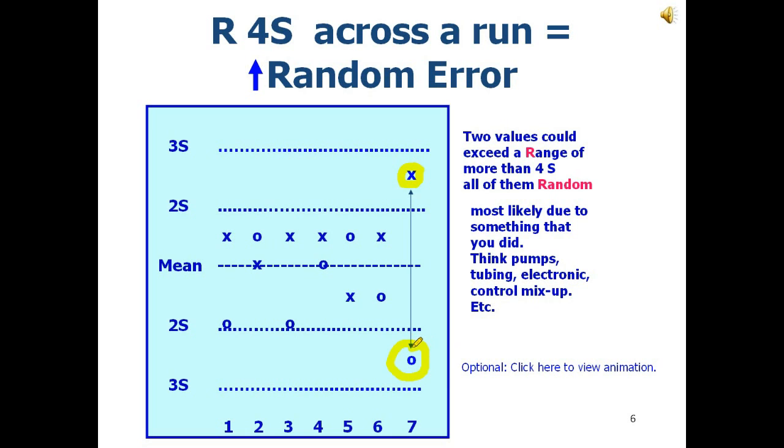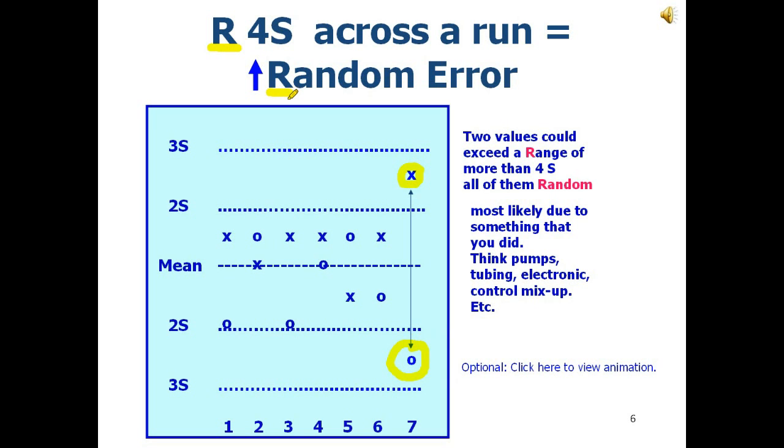Every instrument is packaged with a certain amount of random error in it. The pipettes are not perfect. The tubing isn't perfect. The line voltage coming out of the wall is not always 110.0 or 220.0. So there is random error. You see that it says an increase in random error, an increase in noise.